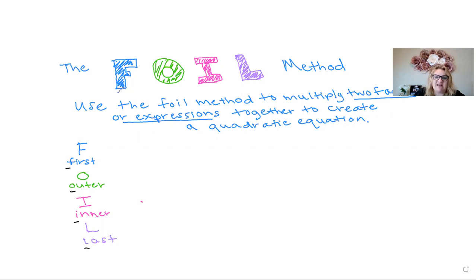FOIL is an acronym, and the F stands for first, the O stands for outer, the I stands for inner, and the L stands for last.